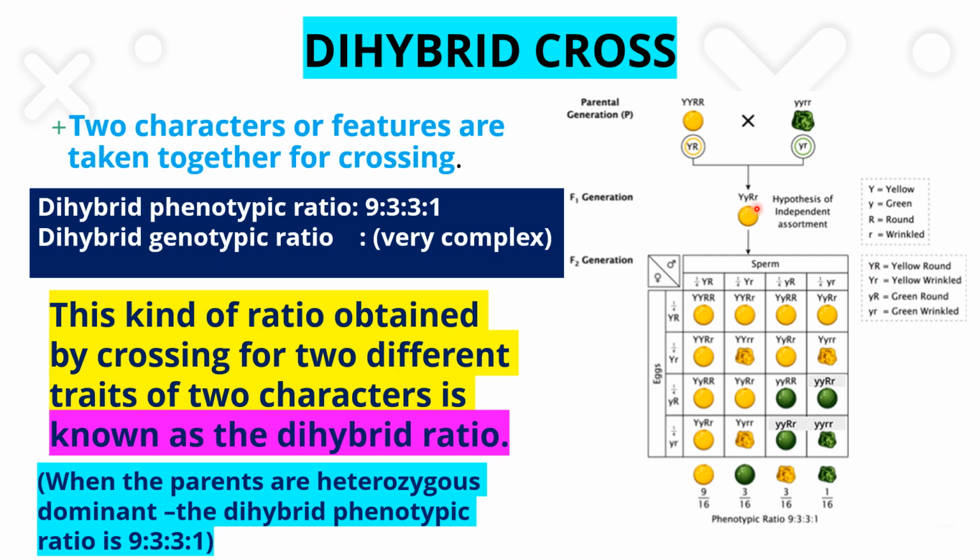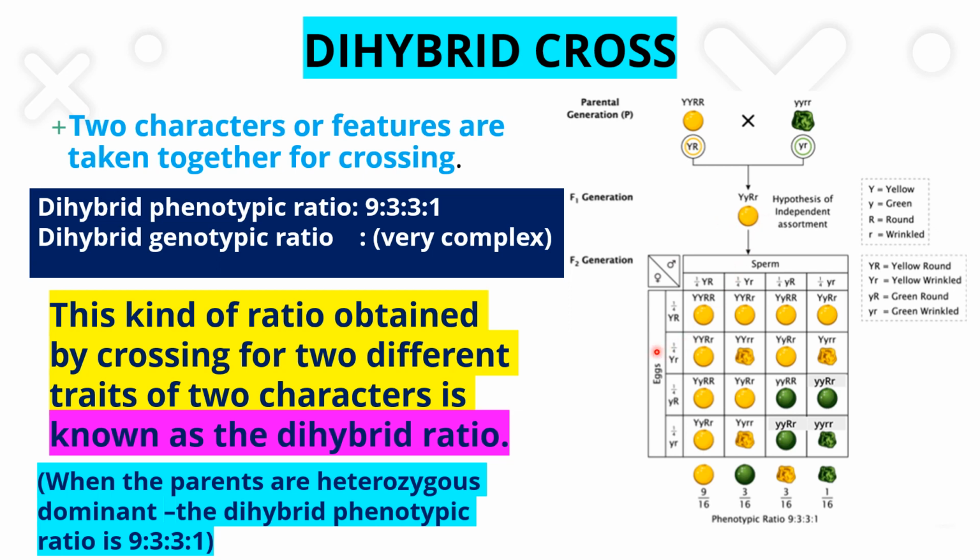Then capital Y, capital R we can take. Capital Y, small r we can take. Then small y, capital R, and small y, small r. These are the possible gametes we are getting from the heterozygous dominant parent.